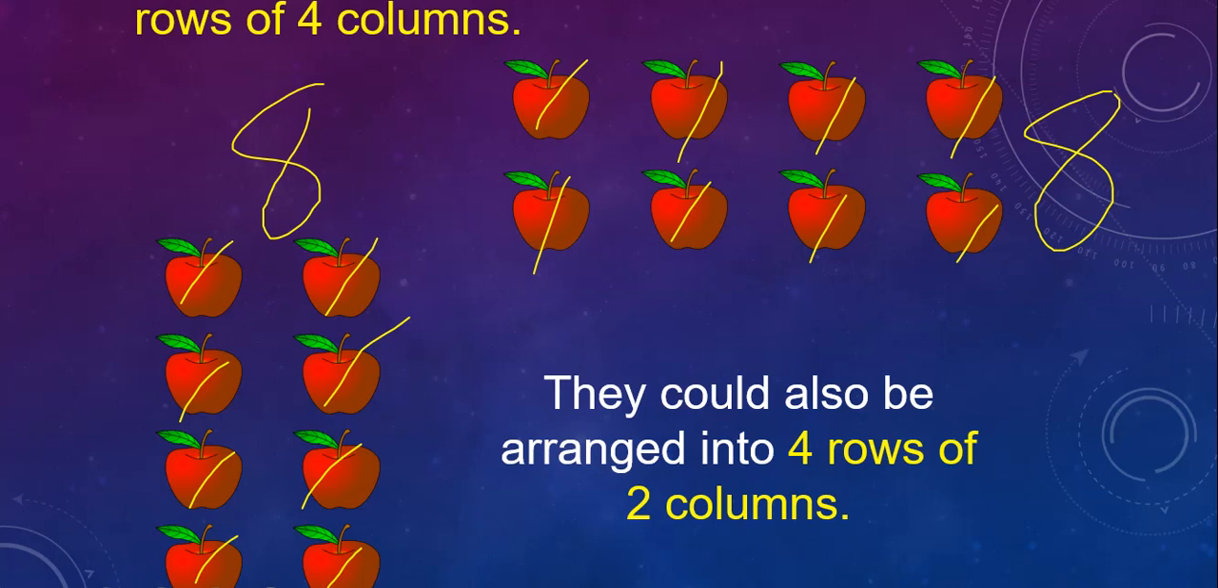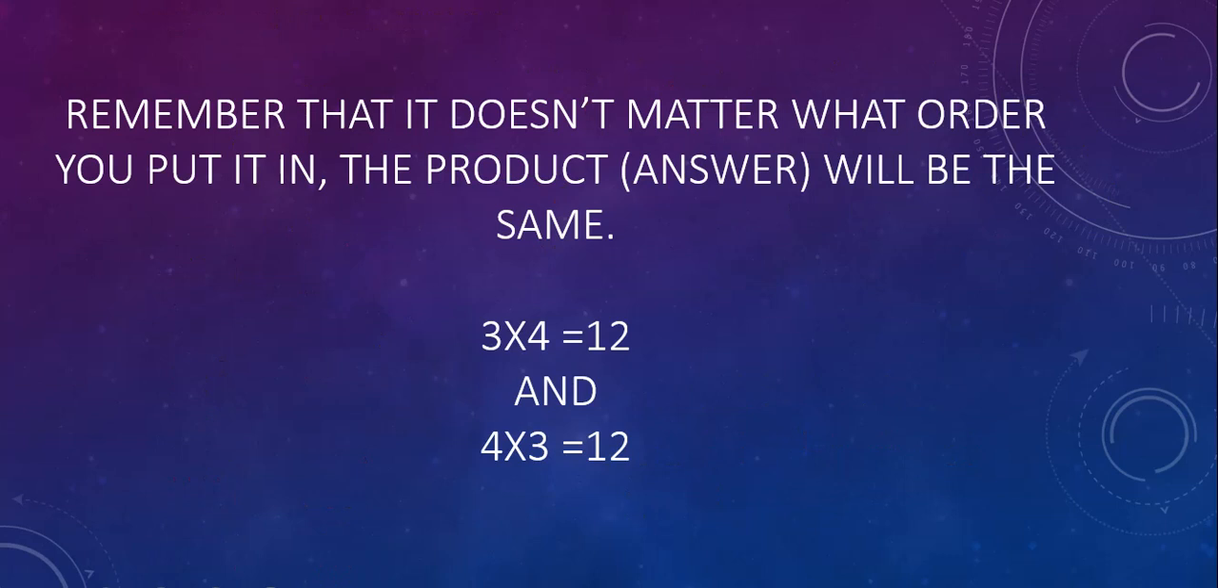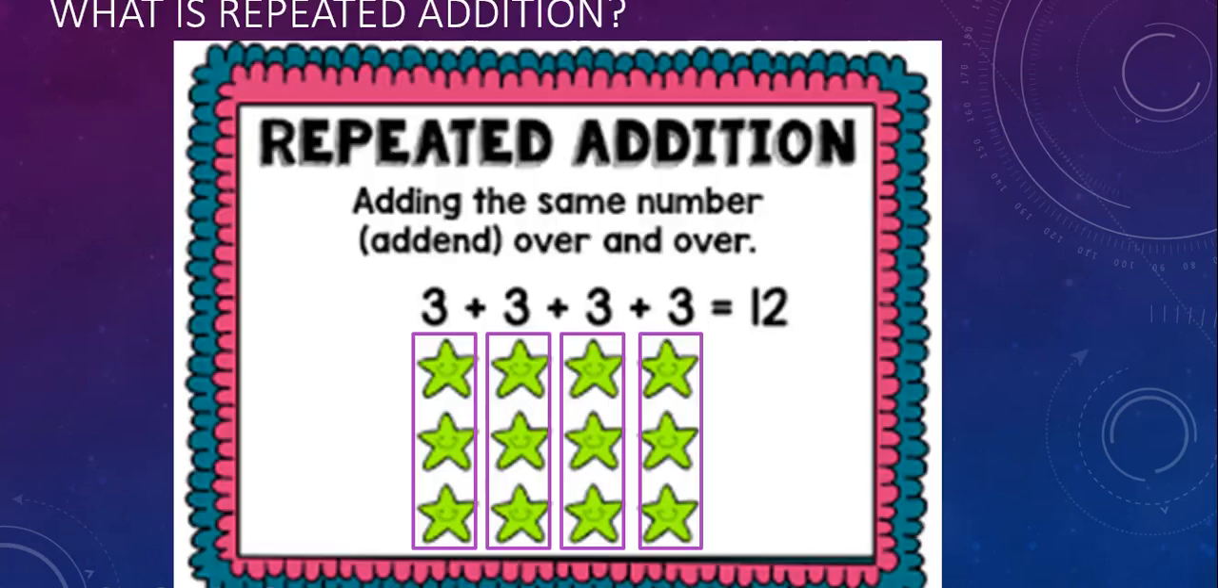Remember that even though numbers can be mixed up, as long as the 2 numbers are the same, 4 times 2 or 2 times 4, the answer will always be 8. It doesn't matter what order you put it in, the product, which means the answer, will always be the same. So 3 times 4 equals 12, and 4 times 3 always equals 12.